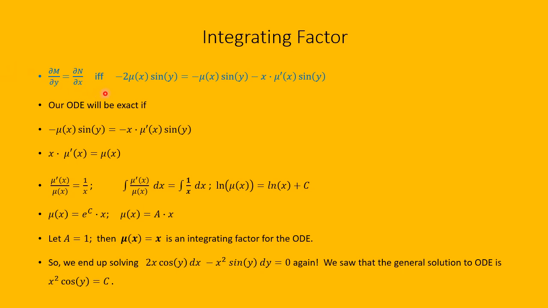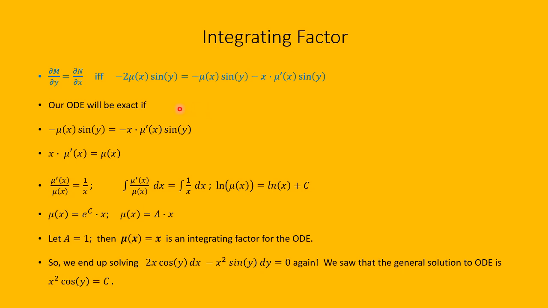We just saw that the partial of M with respect to y equals the partial of N with respect to x if and only if this holds. We can simplify that a little bit. Notice that we have a mu of x sin y term here. On the other side of the equation, we also have a term involving mu of x sin y. So we can combine those two on the left-hand side.